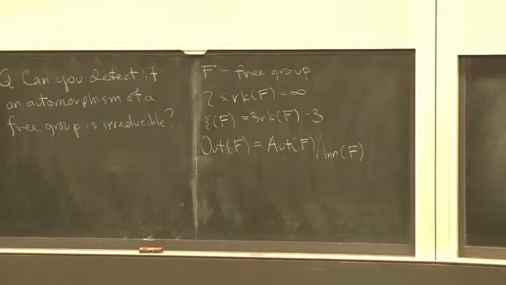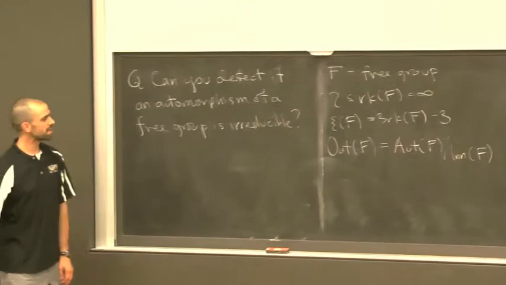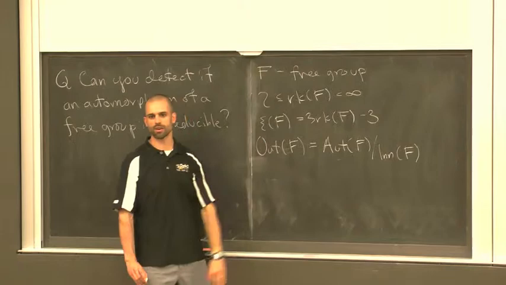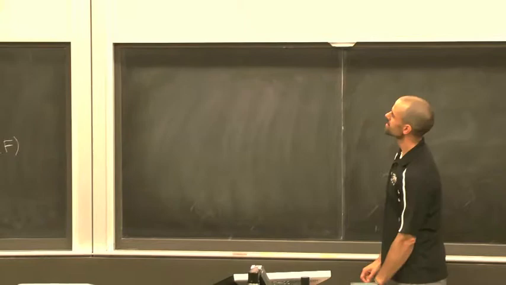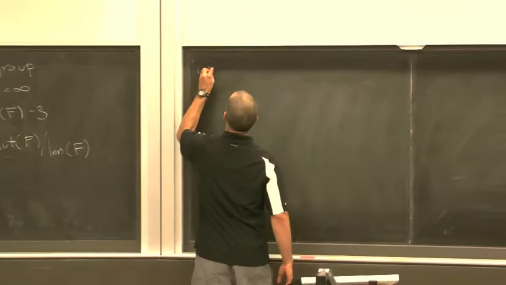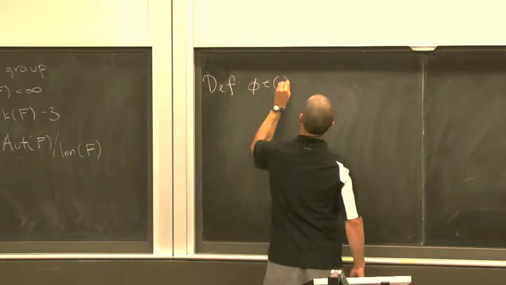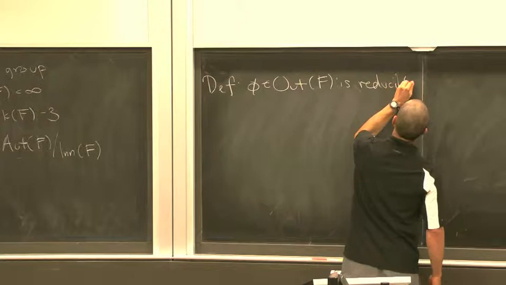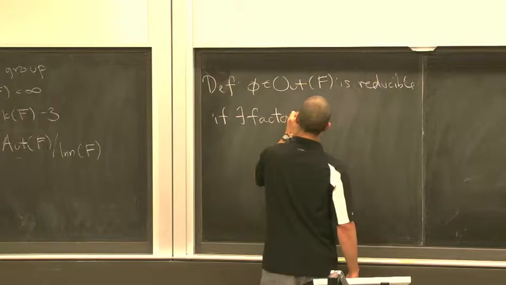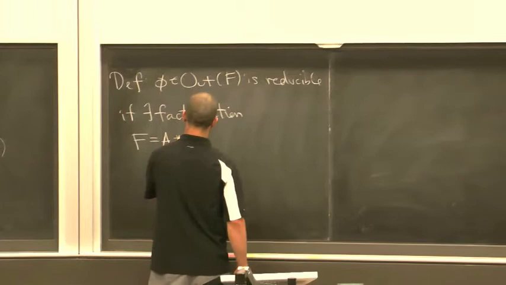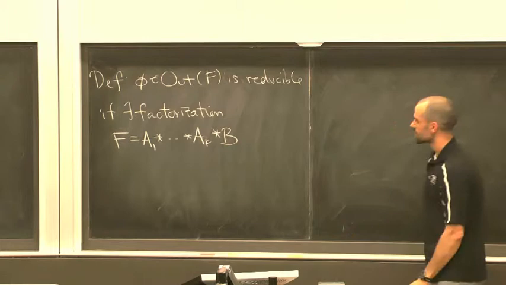Elements in here naturally act on conjugacy classes. I'll probably be a little sloppy and just talk about subgroups and things, but when I say things about periodic and so on, I'm always talking about conjugacy classes. So what does it mean to say that something is reducible? First off, an outer automorphism is reducible if there's a factorization of the free group, such that the automorphism permutes the A_i's.